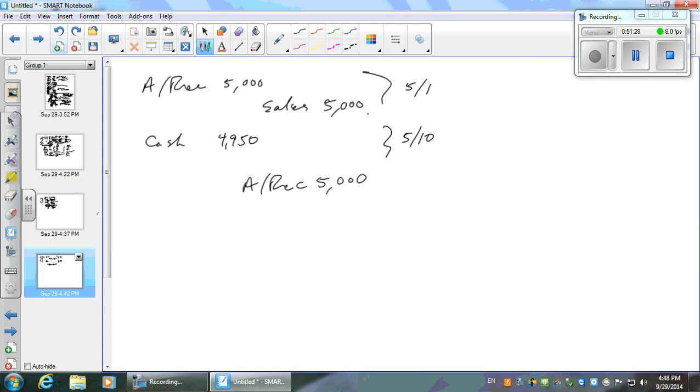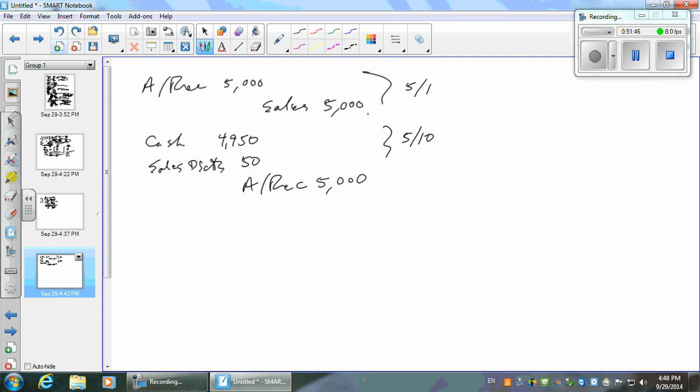What's the 50 going to be called? Sales discounts. That's it. What kind of account is sales discounts? No, that's a good guess. It's a debit balance, so it looked like it'd be an expense. It's a contra revenue.